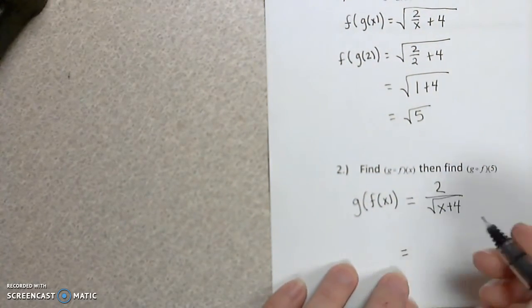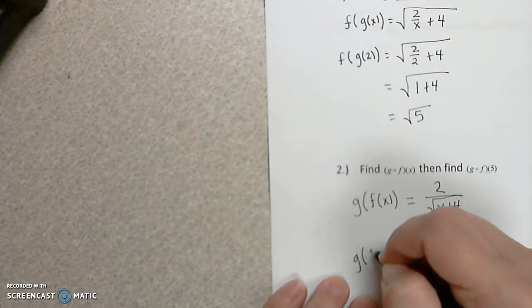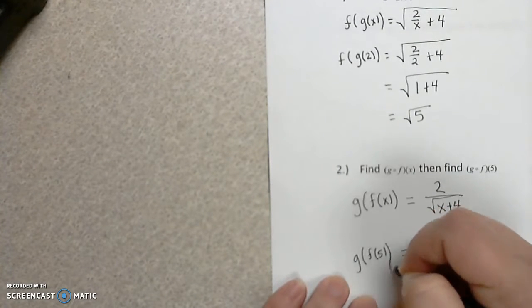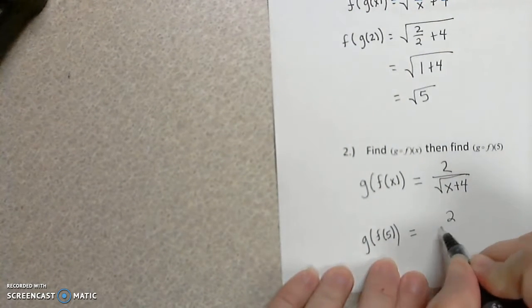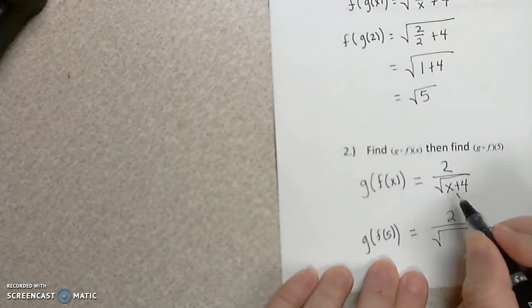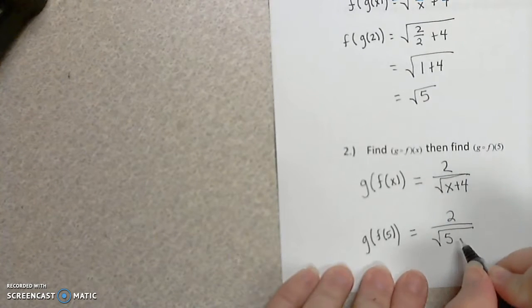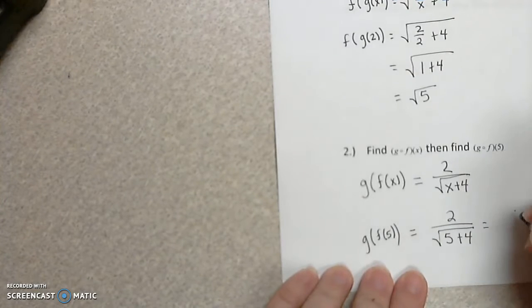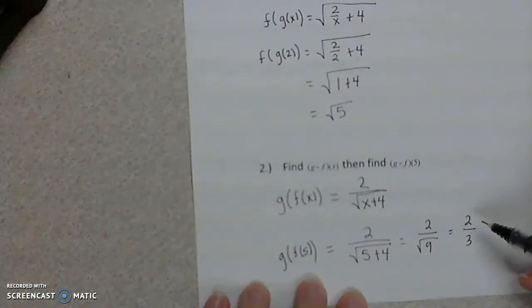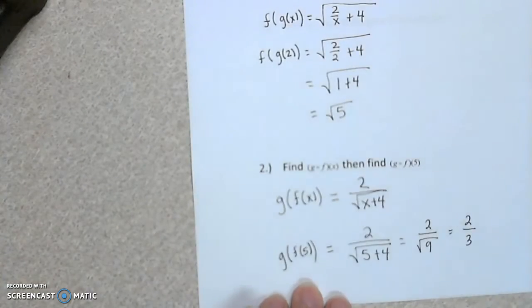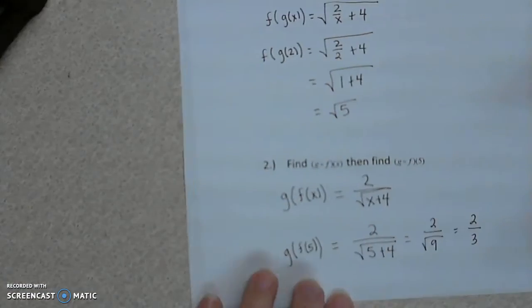Now I'm going to find the value of that function when x is a 5. So we have 2 over the square root of, and instead of writing x, I'm going to replace it with the 5. Then we have 2 over the square root of 5 plus 4, which is 9. The square root of 9 is 3. So the value of our function when x is a 5 would be 2/3.